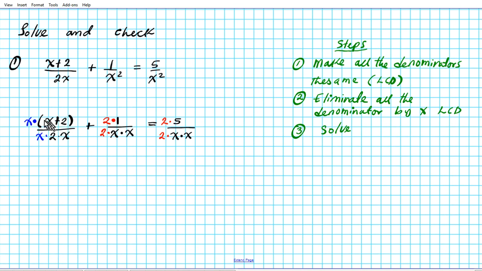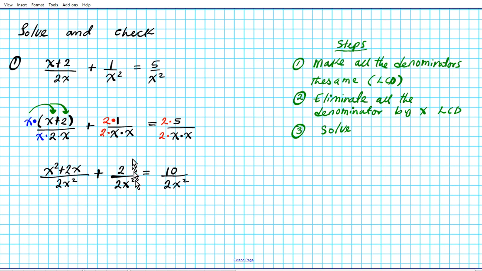On the left fraction, we're going to distribute x into x plus 2. So that yields (x squared plus 2x) divided by 2x squared, plus 2 divided by 2x squared, equals 10 divided by 2x squared.